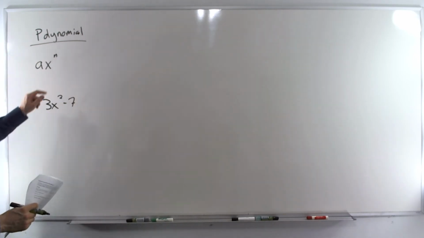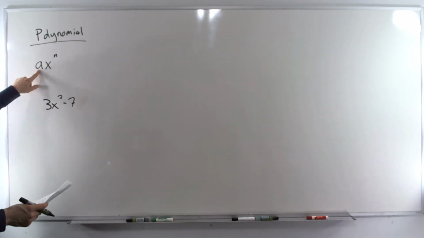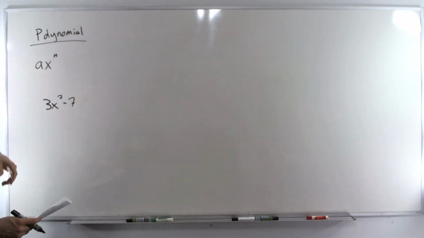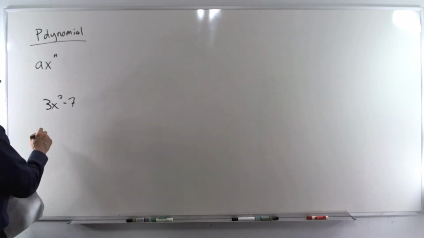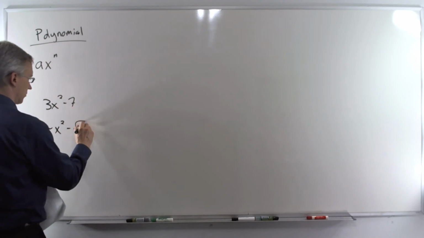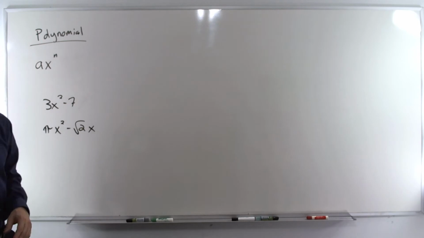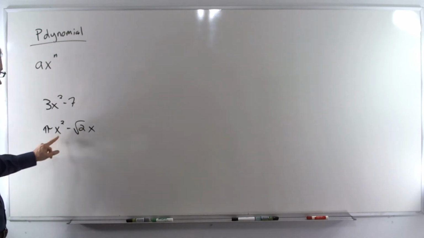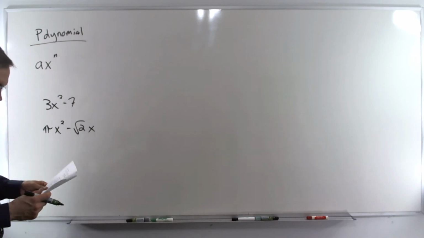So all the terms have this kind of format. Now the numbers, the coefficients, those can be anything, any real number. So you might have something like pi x squared minus the square root of 2x. That's fine. You can have irrational numbers out in front, no problem.